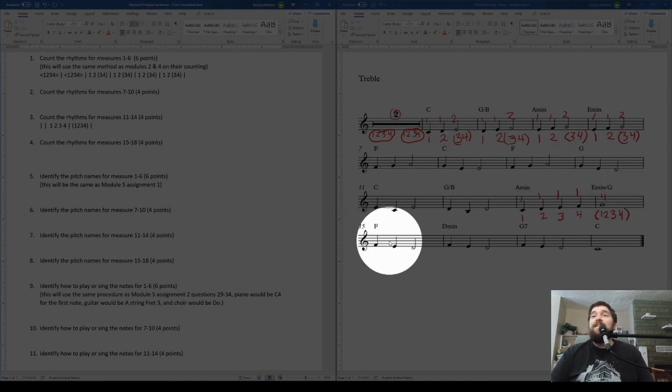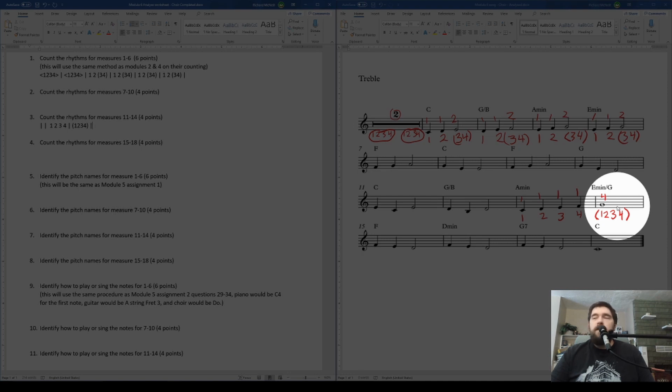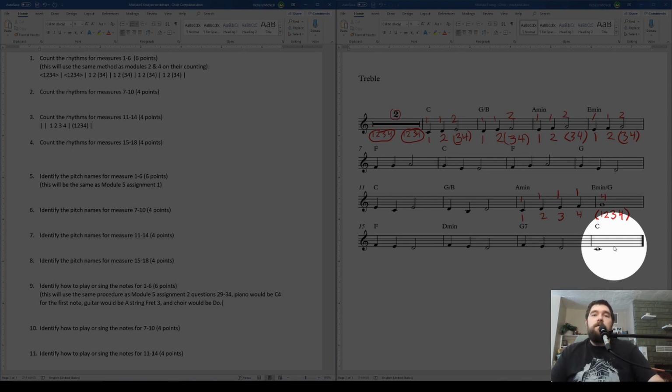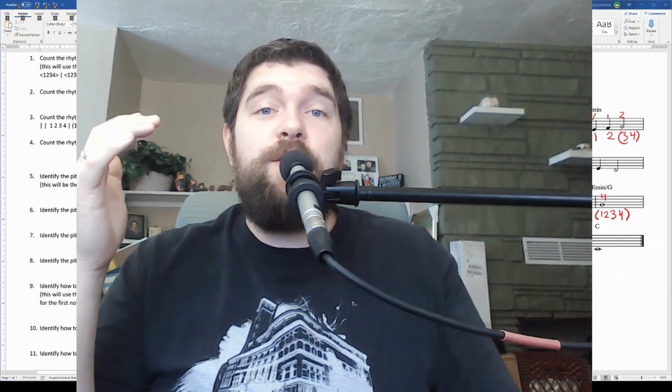Measure 15 is the same as the previous measures, 3 through 6. Measures 16 and 17 are both the same. Now measure 18 is different. It looks just like measure 14, so make sure you put on measure 18 something that looks just like measure 14. And that's all we have on the counting. That's numbers 1 through 4 on your analyzing the music. Remember, be better than you were yesterday.